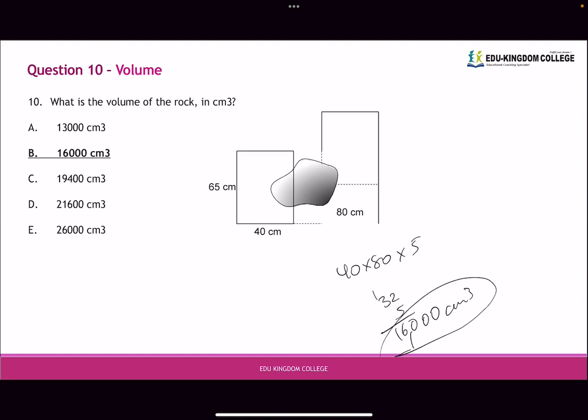So question 10, what's the volume of the rock in centimeters cubed? It said the water dropped 5 centimeters in height, so that's 5 centimeters times 40 times 80. That's going to be 3,200 times 5 times 100, or 32 times 100 times 5. So I did 32 times 5 first. What that gives me is 160. Times it by 100 gives you 16,000 centimeters cubed.